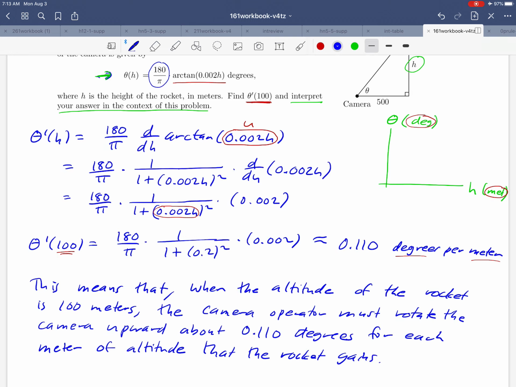And you can notice in the last part of our explanation those units: degrees for each meter. That matches the degrees per meter up here that we noticed when we figured out our units.